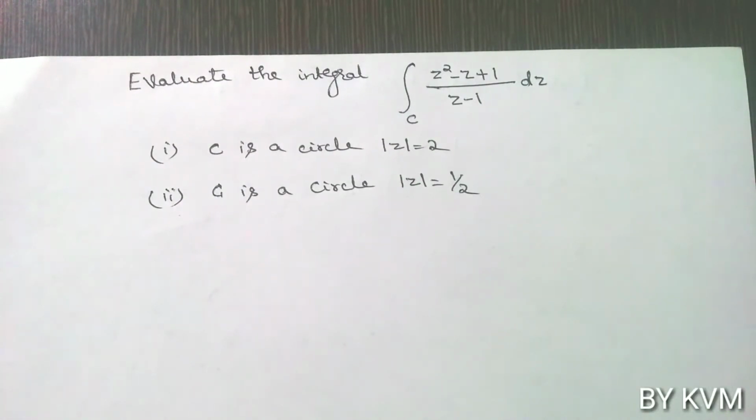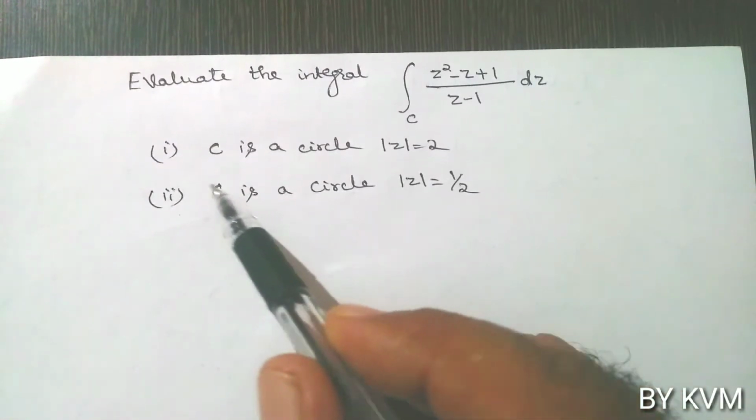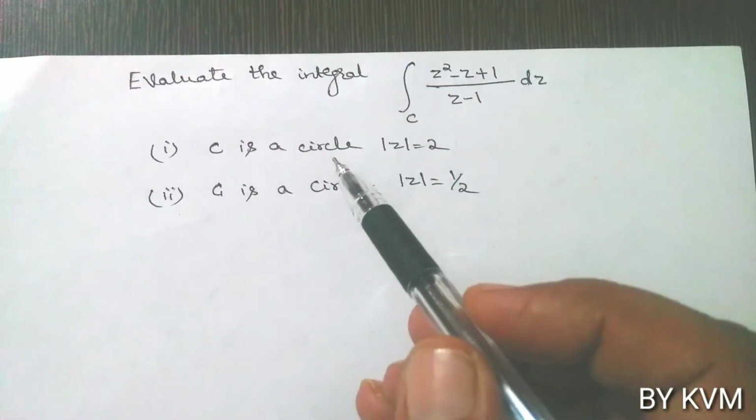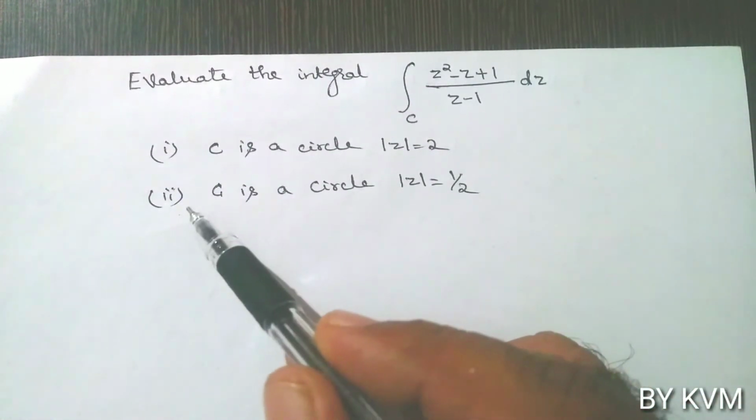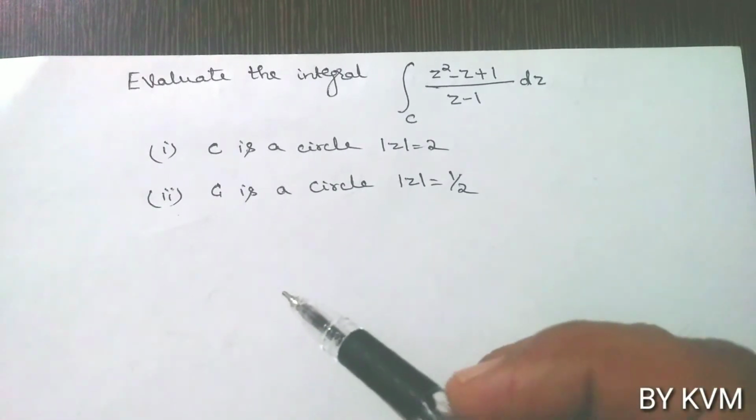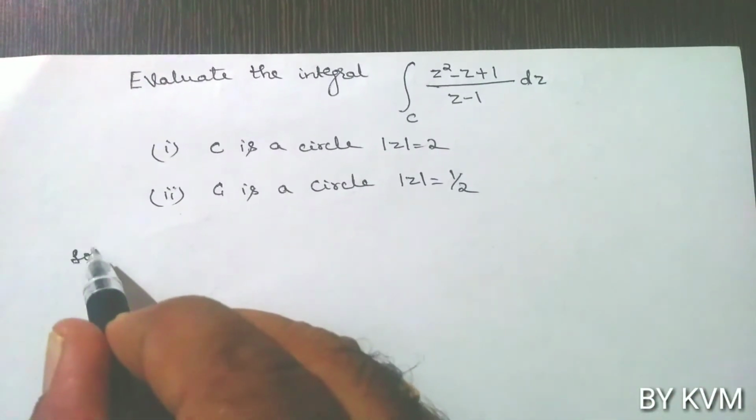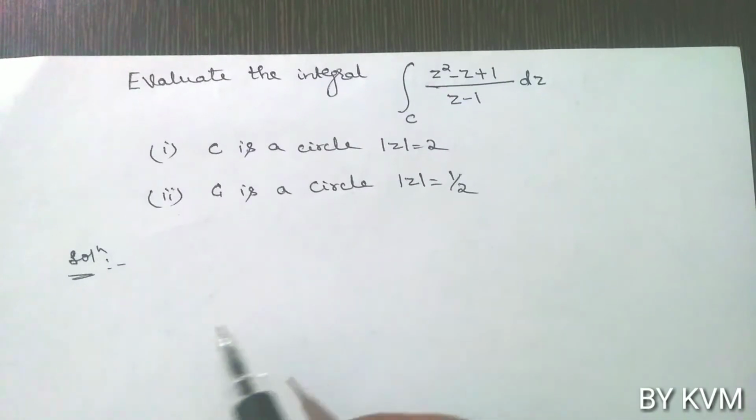Now let us have some more problems on Cauchy's integral formula. Evaluate the integral of (z square minus z plus 1) by (z minus 1) dz over a closed curve C. Here there are two cases given. C is a circle mod z equals 2, and second case, C is a circle mod z equals 1 by 2. Now we have to find the value of this integral.